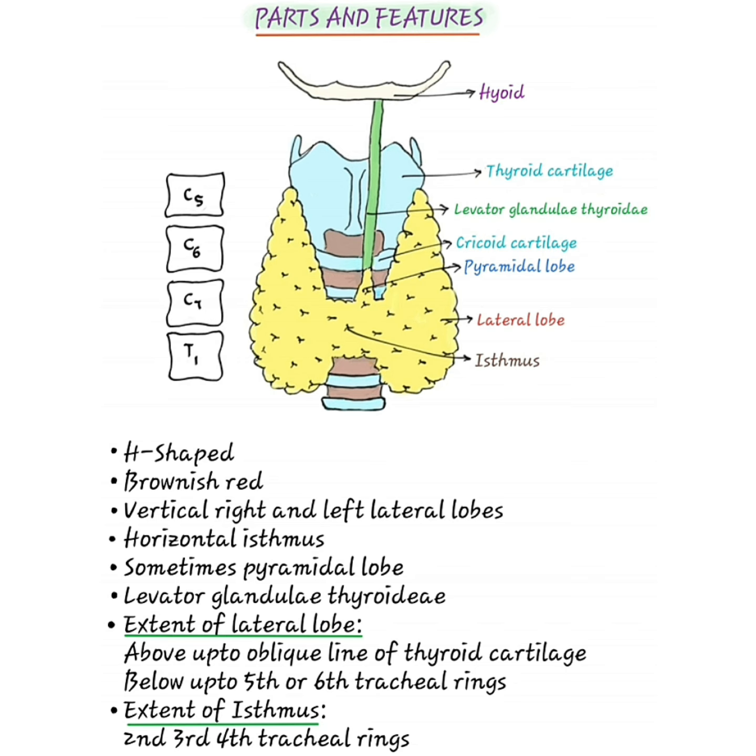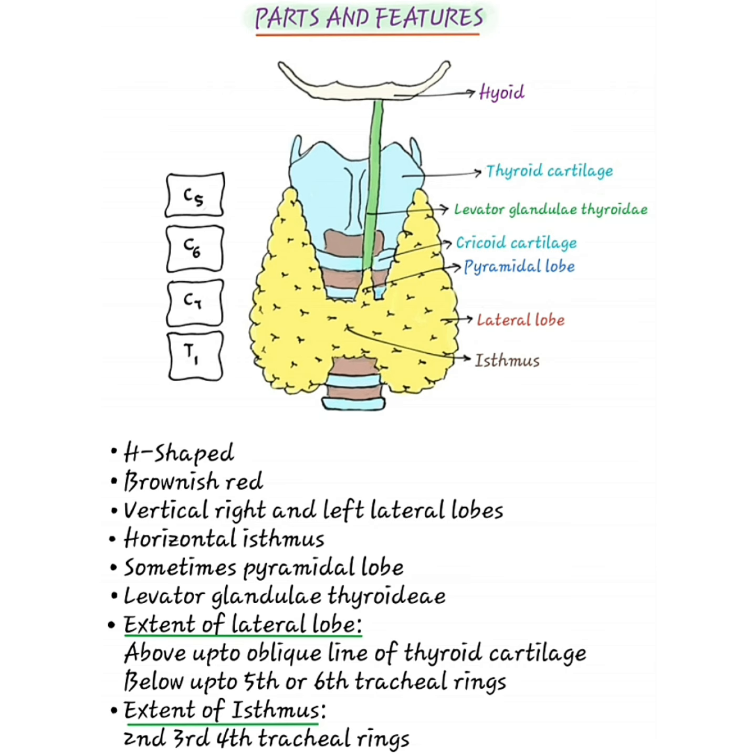Levator glandulae thyroidae may be present in some individuals. It is a fibrous or fibromuscular band. It connects the pyramidal lobe to the body of the hyoid. You can see the levator glandulae thyroidae.